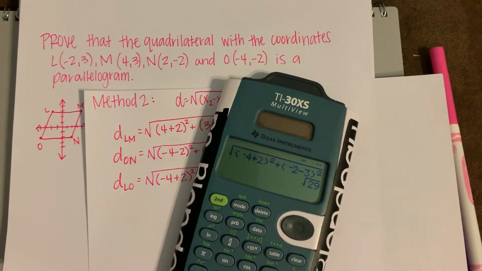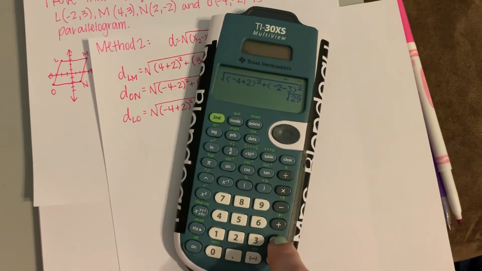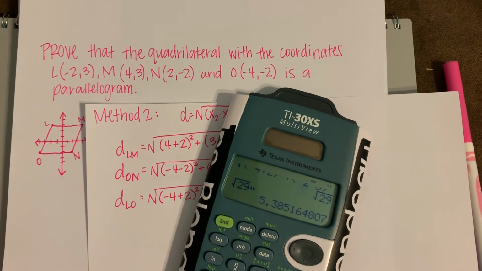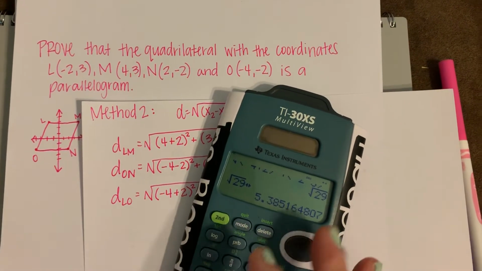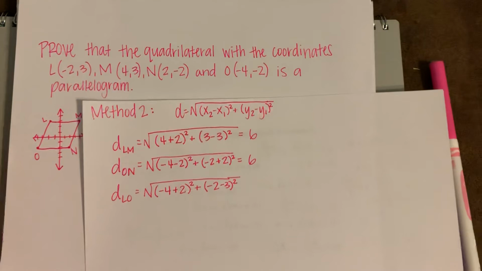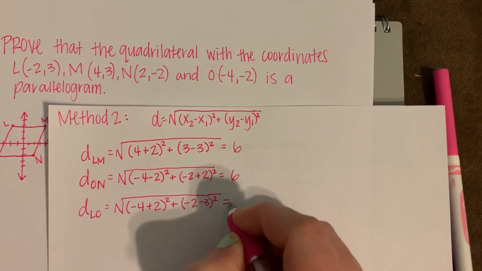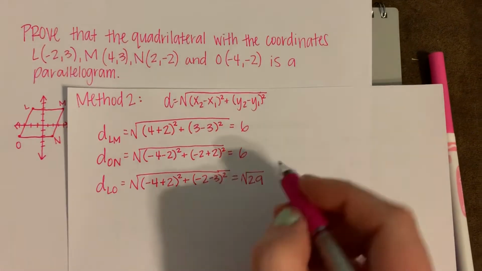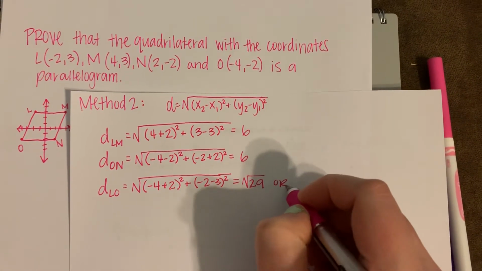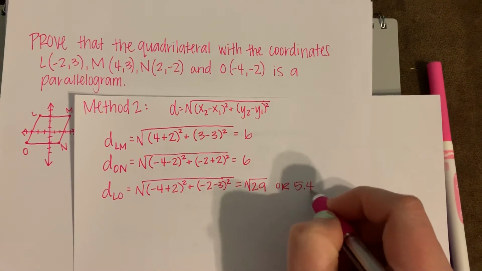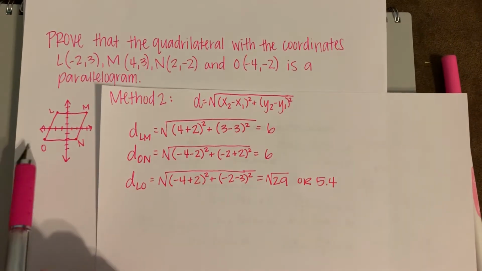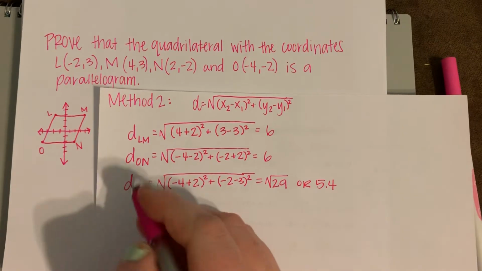You can leave it like this. You can hit the button right above enter to change it to a decimal. Either way is fine. So square root of 29 or 5.4 rounded to the nearest tenth. Okay, I'm going to leave it as square root of 29. I'll keep that there because I know some of y'all's calculators automatically converts it. Okay. That was the left side. I need to make sure the right side is the same.